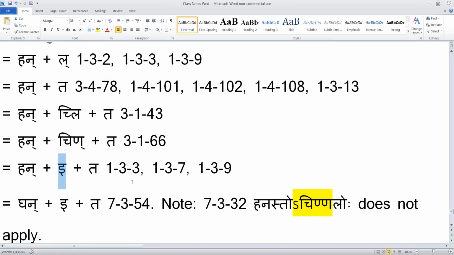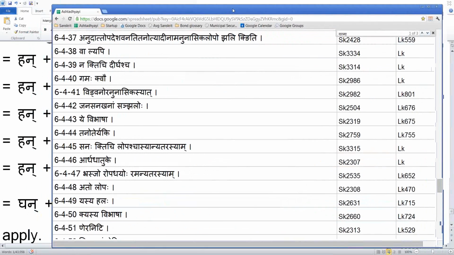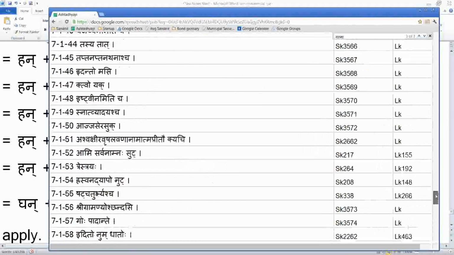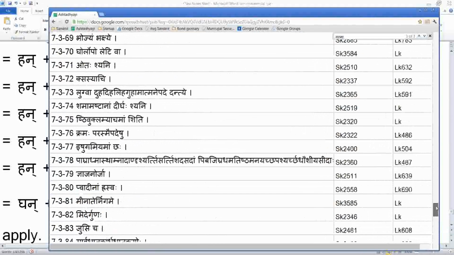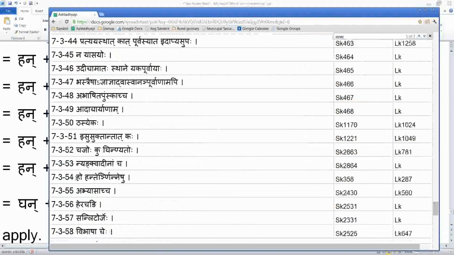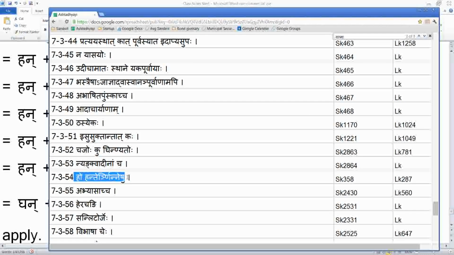Now we get the sutram 7354, which is ho hanter ninyeshu. Ho hanter ninyeshu. These rules are not specific to chin, but happen to apply here also. The hakara of han takes a kavarga adesha. Hakara is a mahaprana, a mrudavarnaha, a hush letter, so we get the chaturtha varna, gakara adesha. When? When the pratyaya following is either a chavarga panchama nyit or a tavarga panchama. Nakara is a nit. So that is the situation.